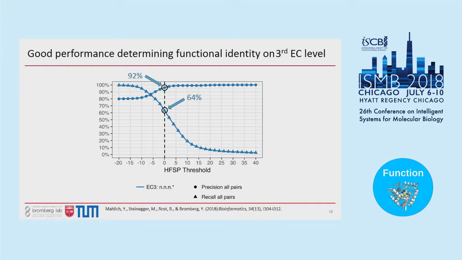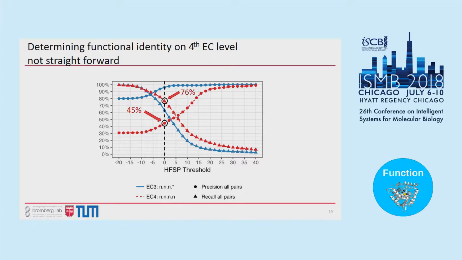Well, if we're looking only at the third EC level, we get actually quite good performance with 92% precision at about 64% recall. The dots here are the precision and the triangles the recall. And that is at our default threshold of HFSP 0. Things are getting a little bit more complicated, however, if we're looking into determining whether two proteins share the same function on the fourth EC level.